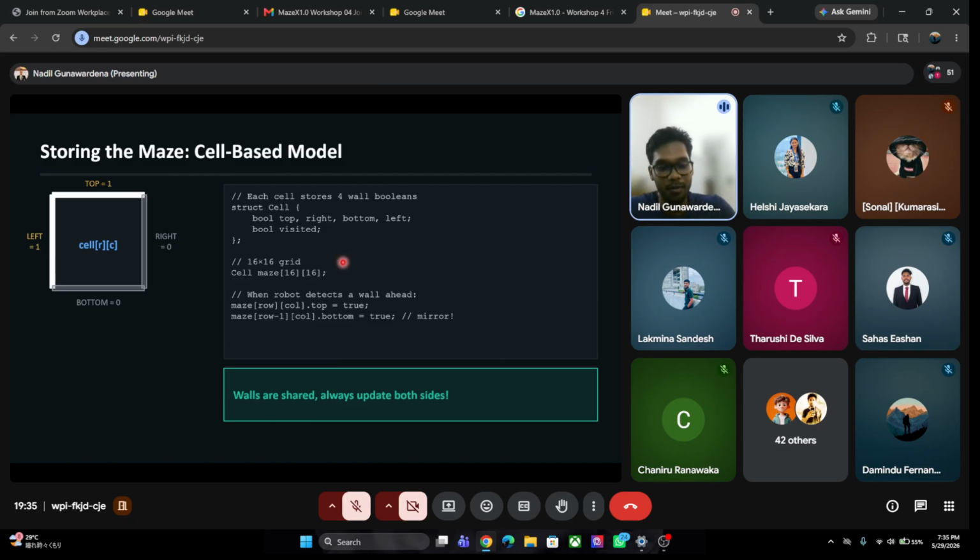So this is how the micro mouse stores data about the map. So yeah, that's all about storing the map.